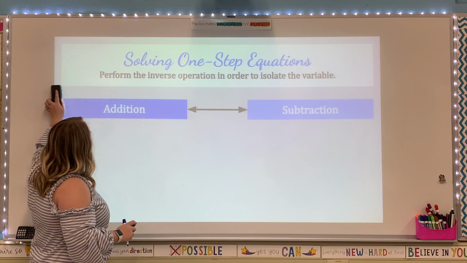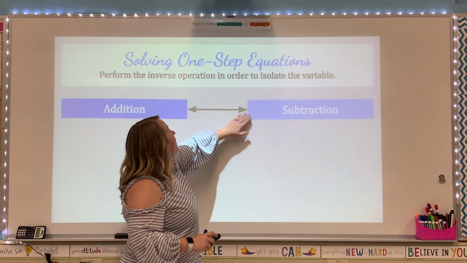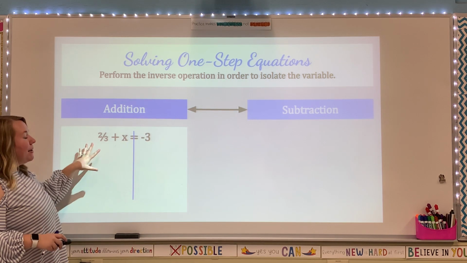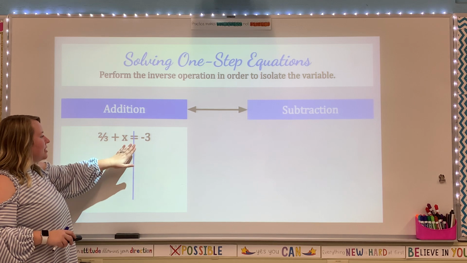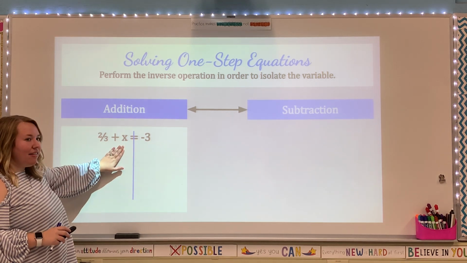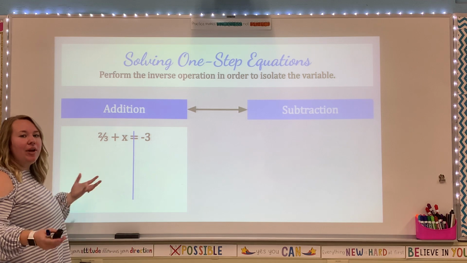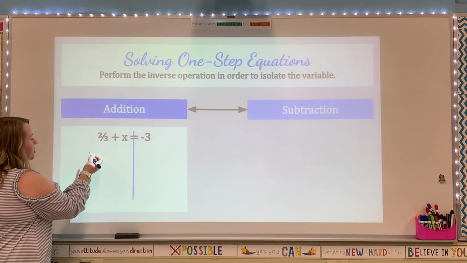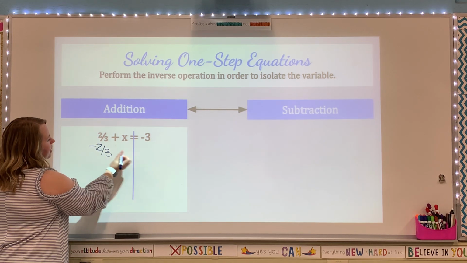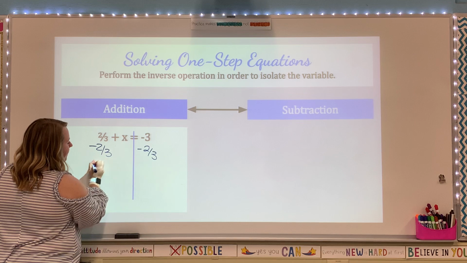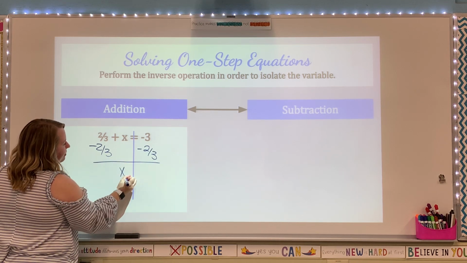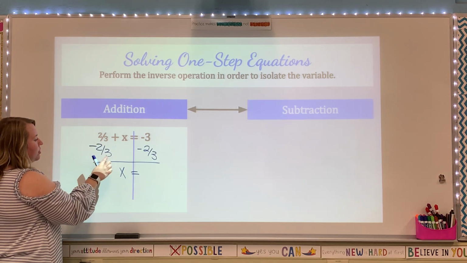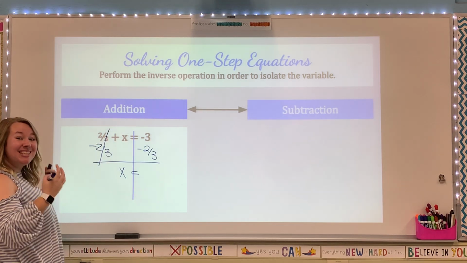So just as a little review, addition and subtraction are inverse operations. So up here, I have 2/3 plus x is equal to -3. X is on the left. We're adding 2/3, so we have to perform the inverse, which is going to be subtraction. So we are going to subtract 2/3 on both sides. X comes down, equal sign comes down. A positive 2/3 minus 2/3 cancels out because we get 0.